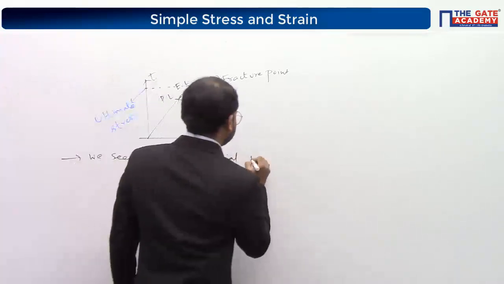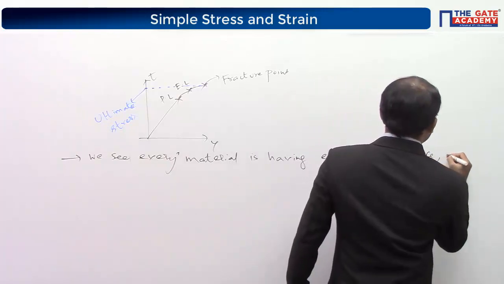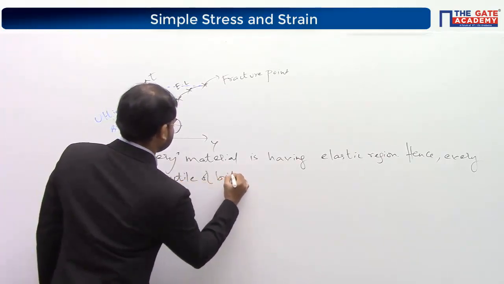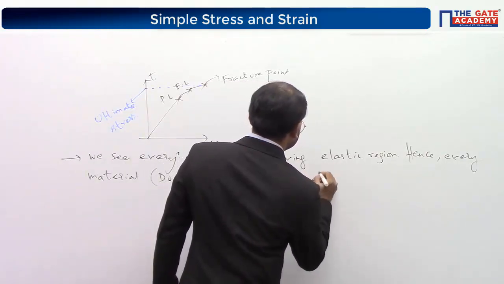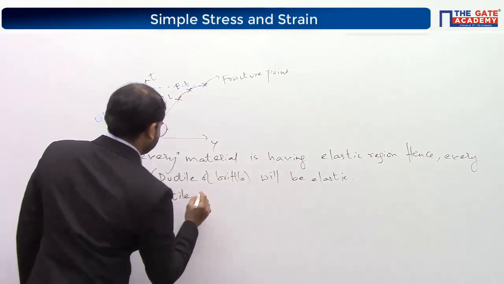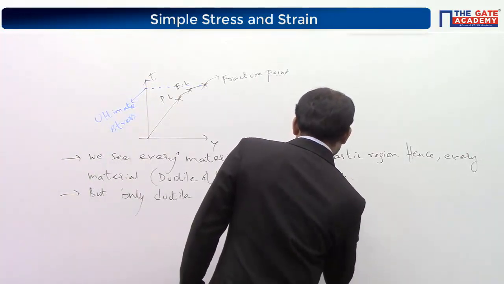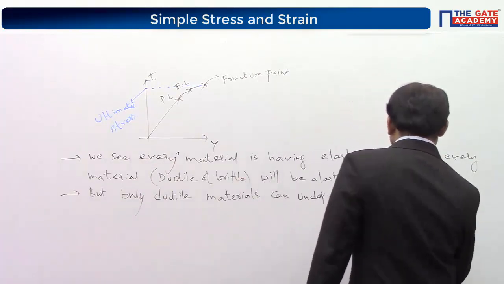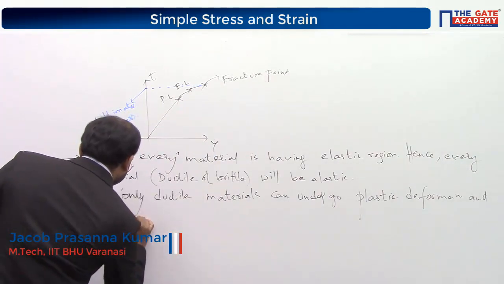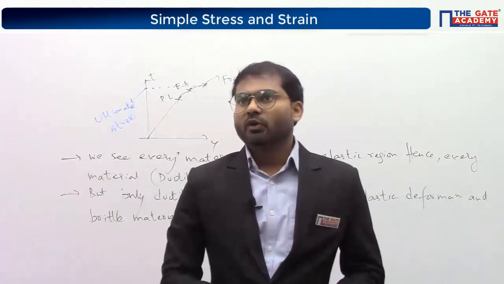So we see every material is having an elastic region. Hence, every material, ductile or brittle, will be elastic, but only ductile materials can undergo plastic deformation and brittle materials cannot.